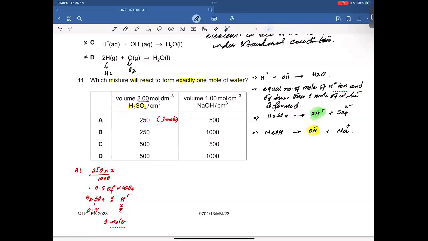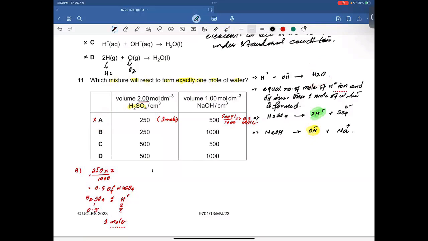Let's talk about the NaOH things. We have the concentration, we have the volume. So moles of NaOH is 500 into 1 divided by 1000, you will get 0.5 moles. So I need the same number of moles. But over here we have 1, over here we have 0.5. So it's not the equal number of moles, which means from this option, I cannot get 1 mole of water, which means option A is incorrect.